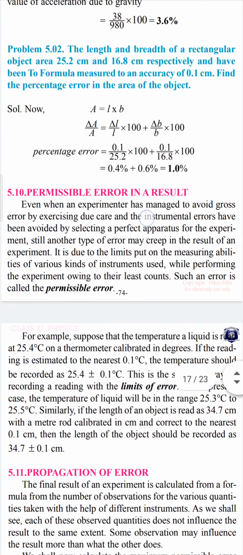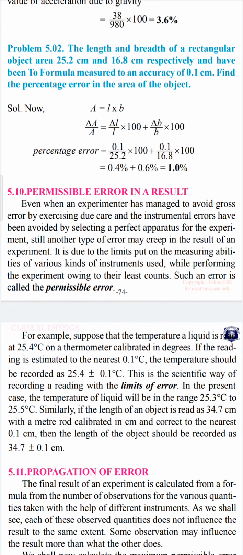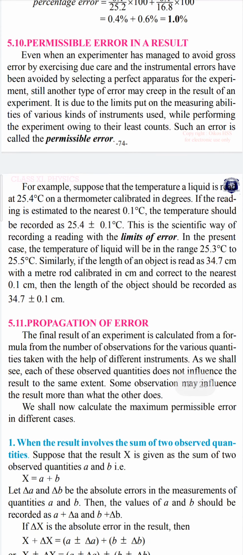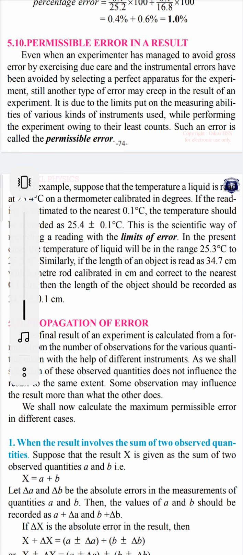Problem 5.02. The length and breadth of a rectangular object are 25.2 cm and 16.8 cm respectively and have been measured to an accuracy of 0.1 cm. Find the percentage error in the area of the object. Solution. Now, area A equals length into breadth. Percentage error in area equals percentage error in length plus percentage error in breadth, equals 0.1 by 25.2 into 100 plus 0.1 by 16.8 into 100, equals 0.4% plus 0.6% equals 1.0%.